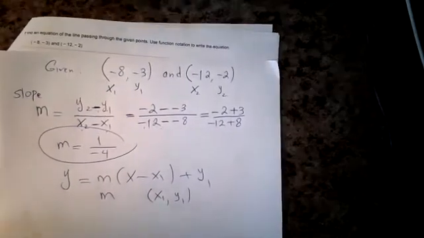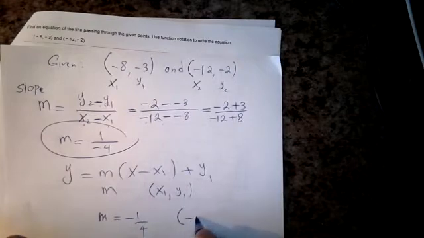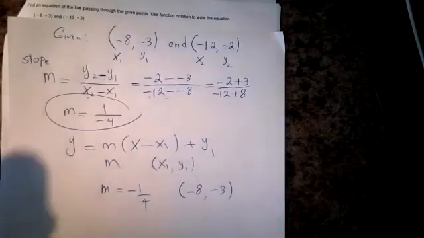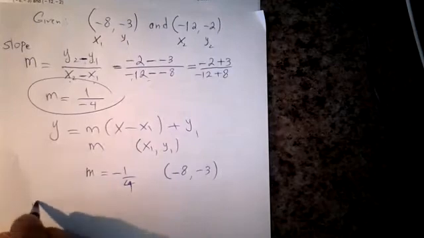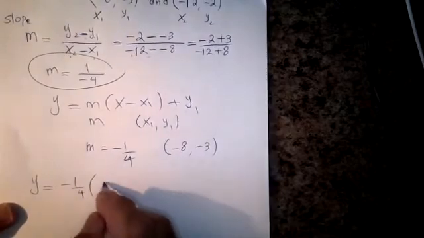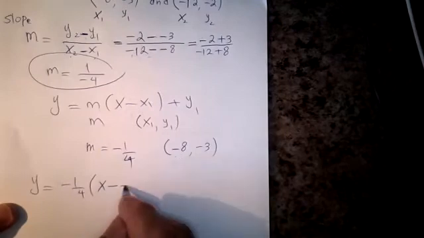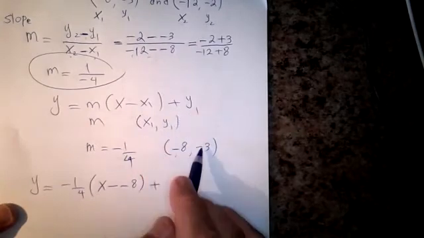Okay, so my slope is minus 1/4, and for x1 and y1, I have minus 8 and minus 3. These are all given. So I take all this and plug it into the formula. The formula is y equals minus 1/4 times (x minus x1, which is minus 8) plus y1, which is negative 3.